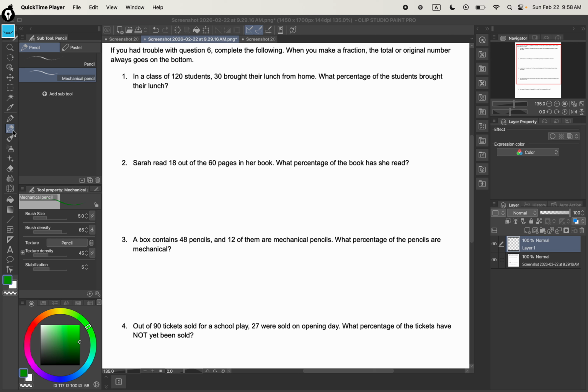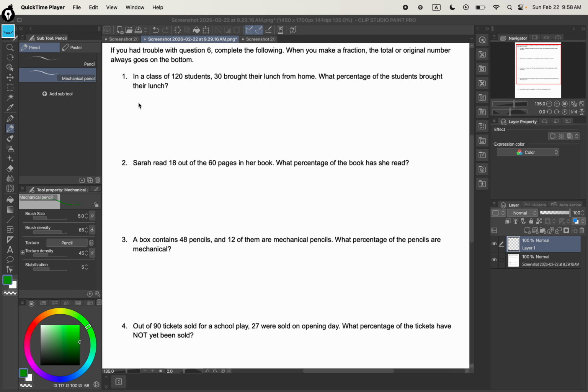Alrighty, here's part 2. This is for if you had trouble with question 6 on the practice quiz, because that was making a fraction and then finding a percentage. Remember, if they're asking what percentage of students brought their lunch, you first have to find what fraction of students brought their lunch.